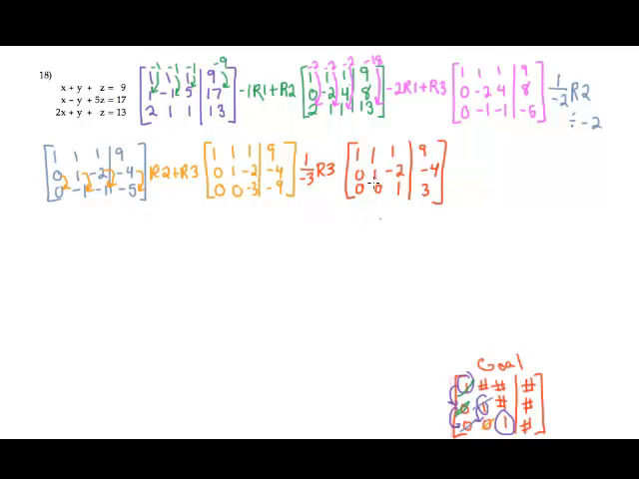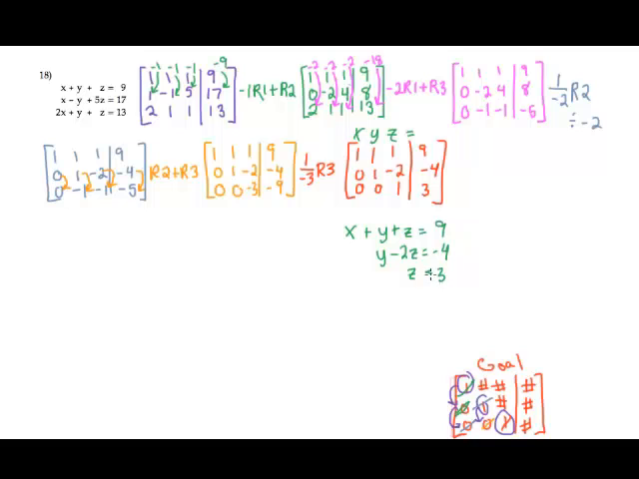Once we've got our goal met, we say, okay, let's write this back as a system of equations. So we have an x column, a y column, a z column. Remember, the line is where your equal sign is. So this would be 1x plus 1y plus 1z equals 9. 0x, so we don't need to write it, 1y minus 2z equals -4. No x or y in the last one, just z equals 3.